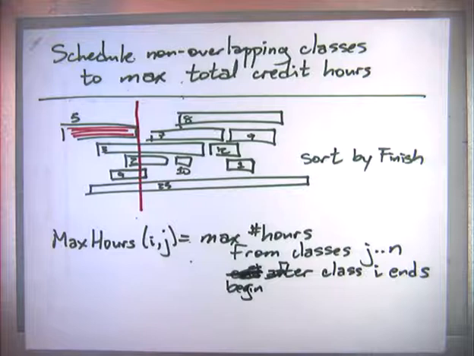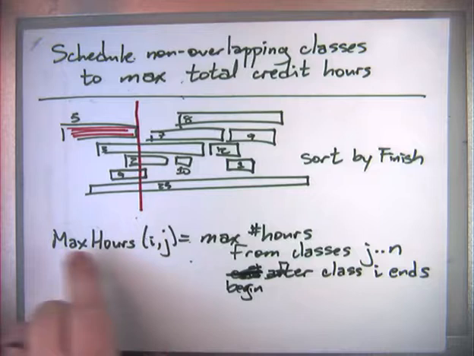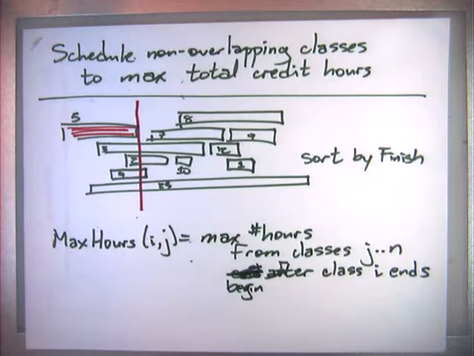And then if I want to solve the original problem, maybe I can set up a fictional class 0 that ends at the beginning of time, and then when I call the function, I'll call max hours of 0, 1. Okay. All right.